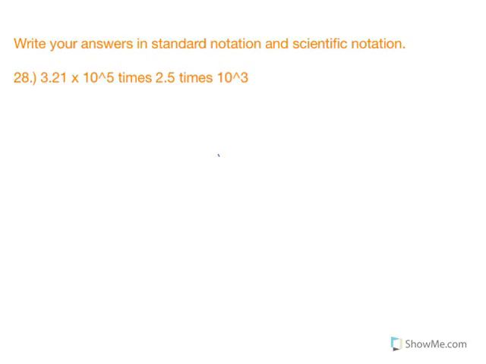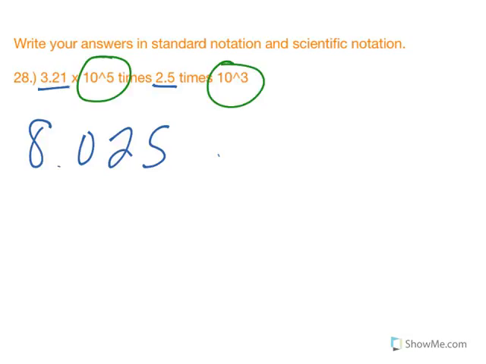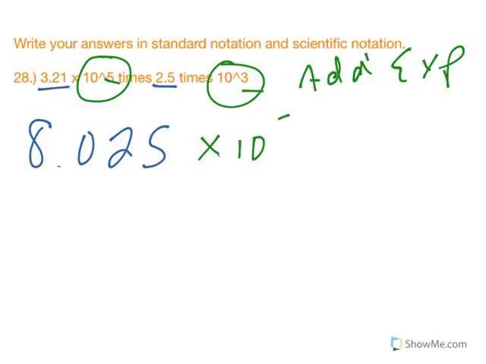Now we're going to do some multiplying and dividing. So remember, when you multiply, we're going to multiply just the numbers. 3.21 times 2.5, which gives me 8.025. And then I'm going to take 10 to the 5th times 10 to the 3rd. And remember, we add the exponents when we're multiplying. So 5 plus 3 is 8. And because our first number, 8.025, is between 1 and 10, that is our answer.